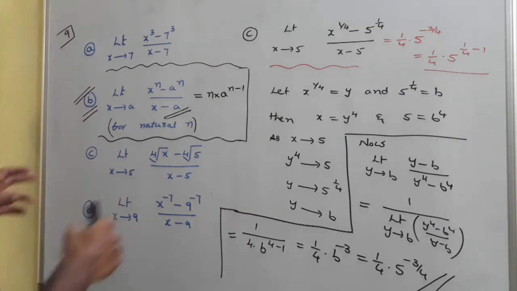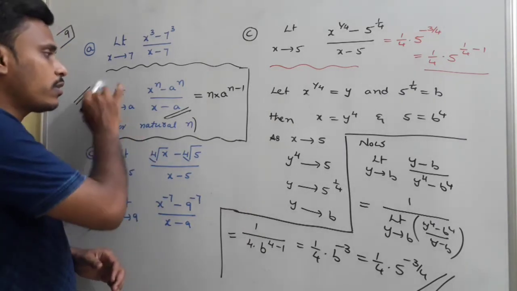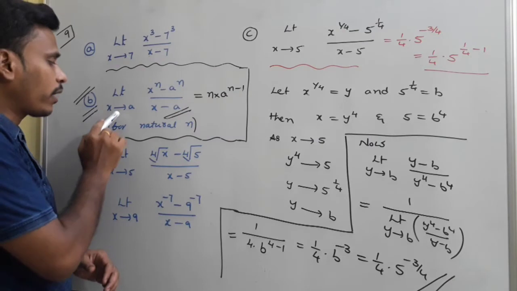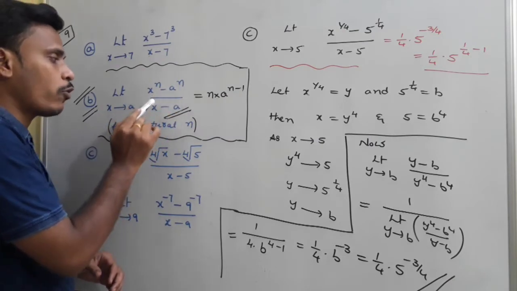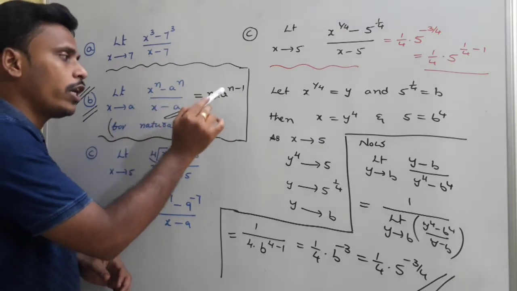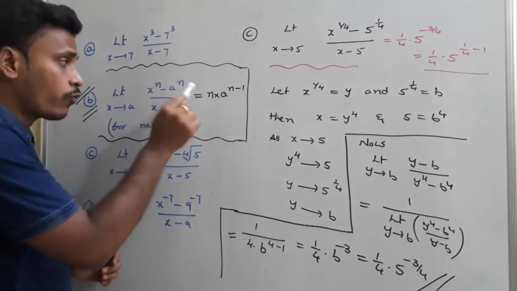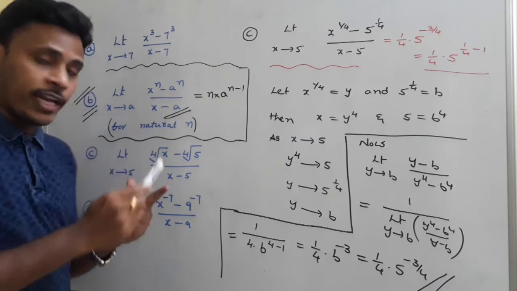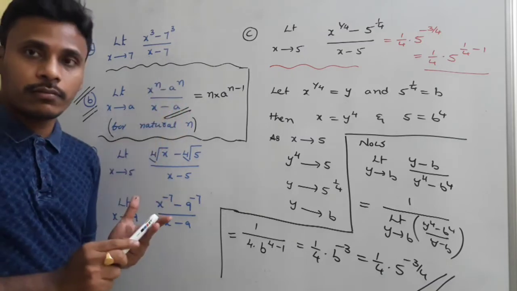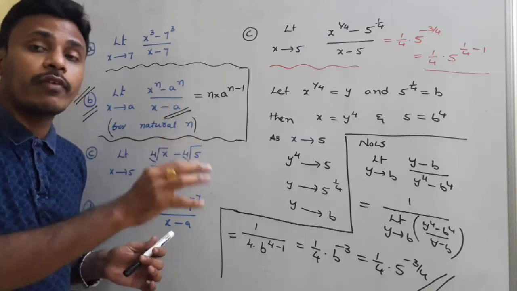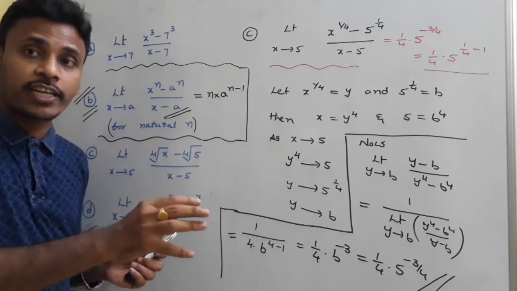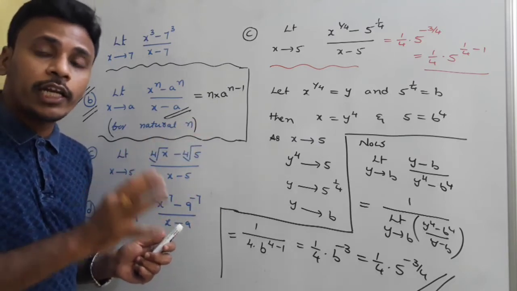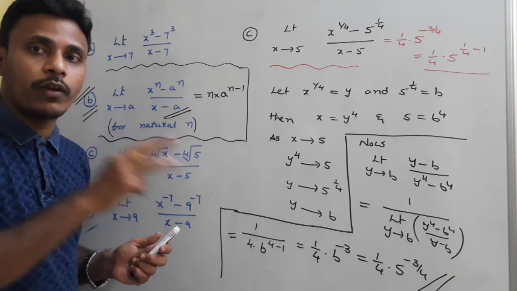So what I am explaining is, see, this is the basic standard limit: limit x tends to a, (x power n minus a power n) by (x minus a) is n into a to the power n minus 1. This formula is true for n natural, for n rational, for n integer. But the proof is different for natural, different for rational, different for integer. So I need to give you the proof in 3 different ways.